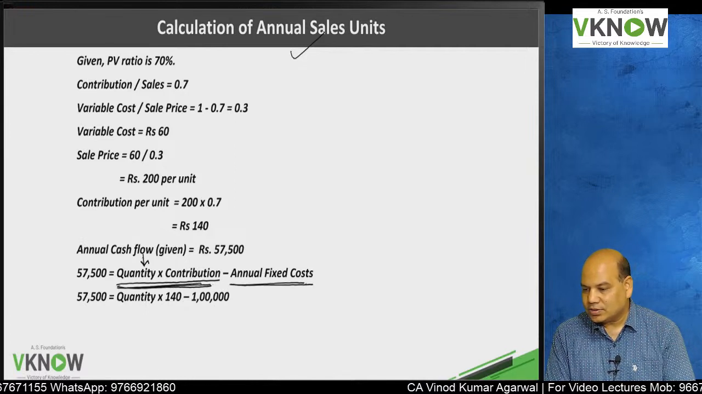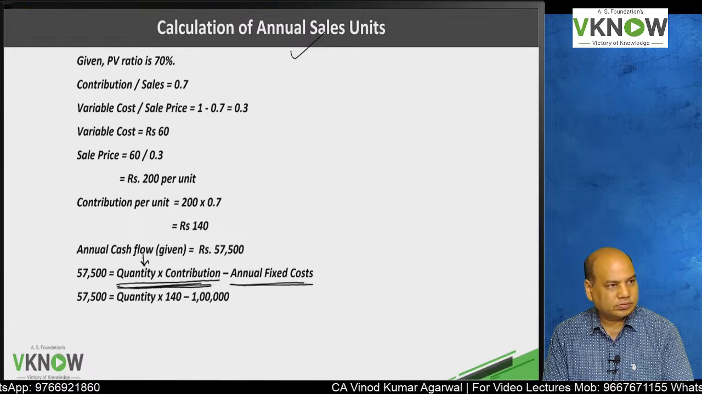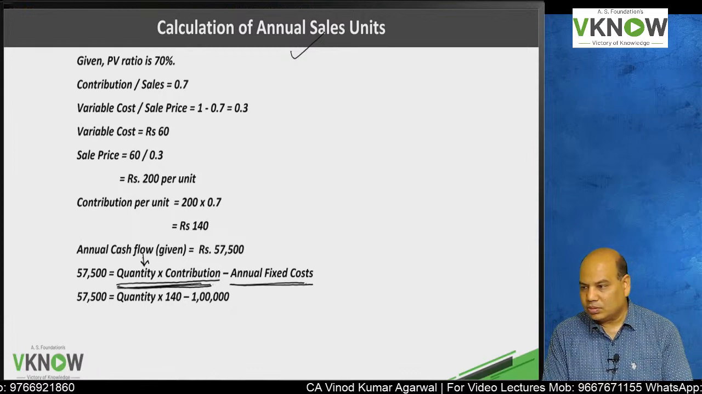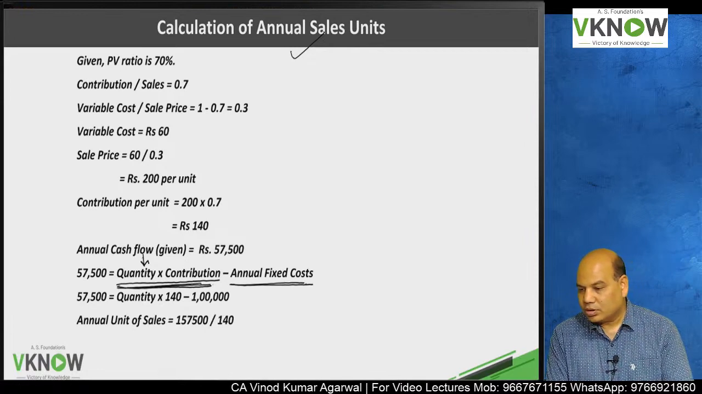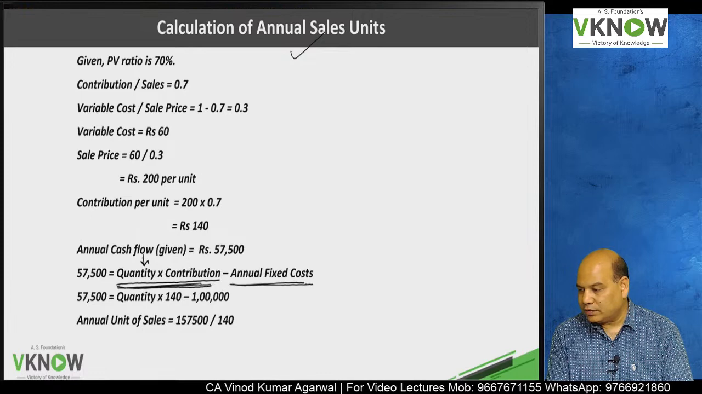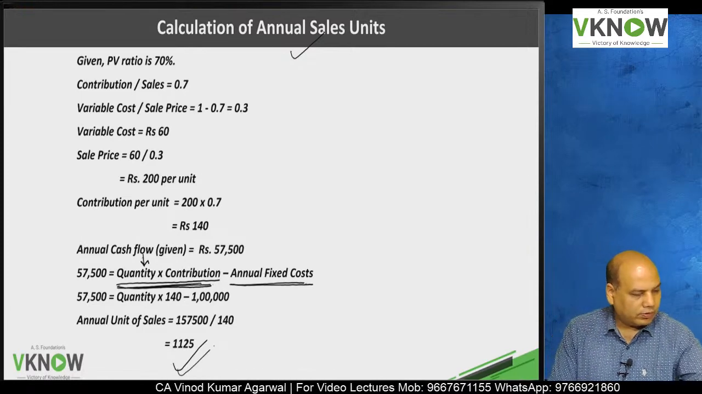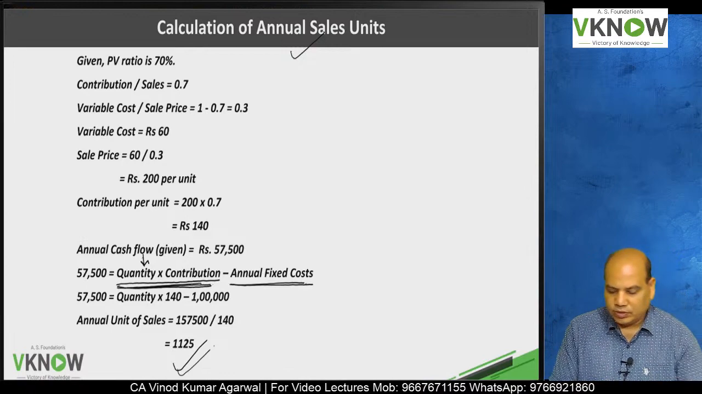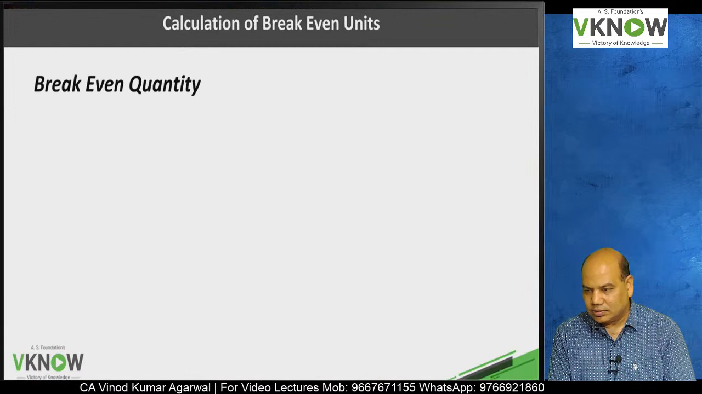Yes, answer fast. Contribution minus fixed cost is cash inflow. So please answer in quantity terms. 1,57,500 divided by 140. The answer is right. 1125. 1125 is right. And now my last easy answer.